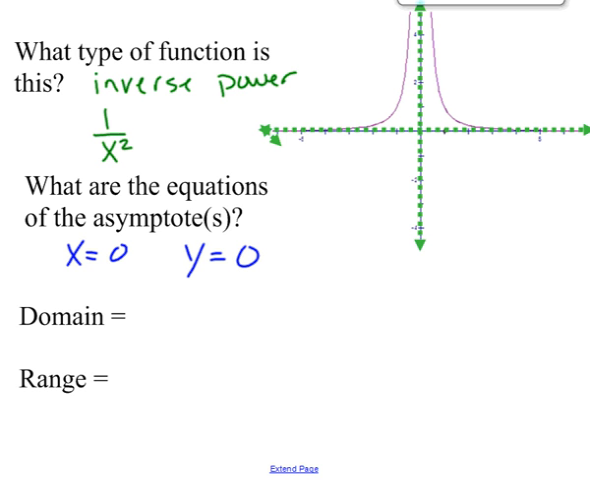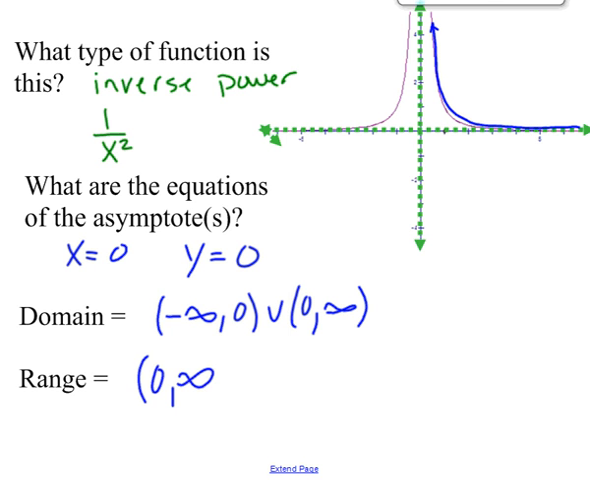And the domain is still the same as the 1 over x, so it's still going from negative infinity to 0, and again from 0 to infinity. But the range, as you can see, are now only the positive values. So all positive numbers, or I would just say from 0 to infinity. You could say y is greater than 0. However you want to write the range and domain is kind of up to you.